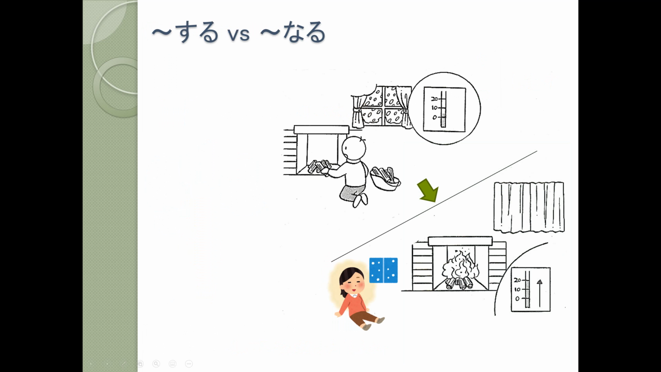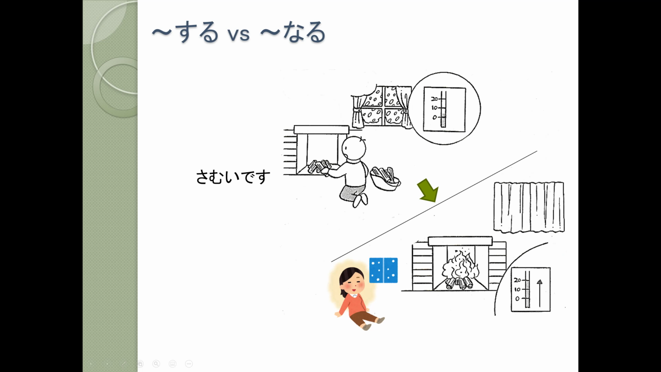So, this suru might sound kind of similar to the naru that we studied back in 1020. So we had 短くなりました. It became shorter. Or 高くなりました. It became more expensive. 暖かくなりました. It became warmer. So they are really similar structures. The difference between suru and naru is that suru is something I do deliberately, whereas naru is just something that happens.